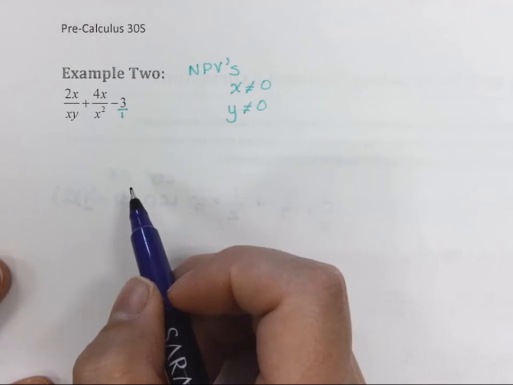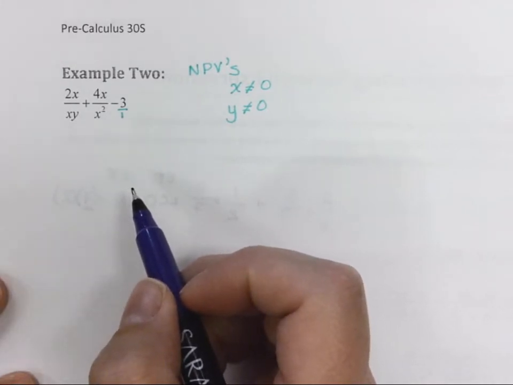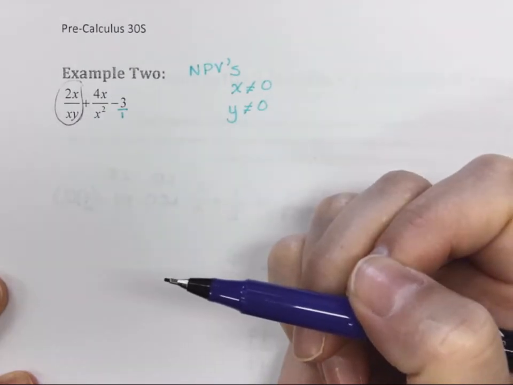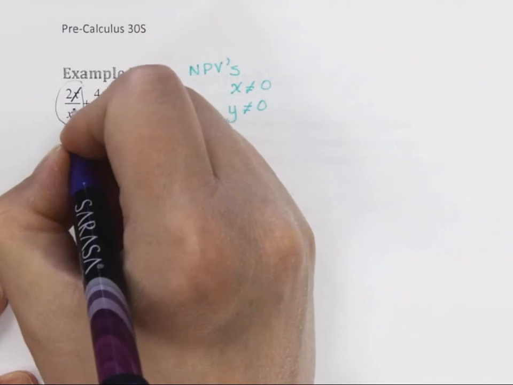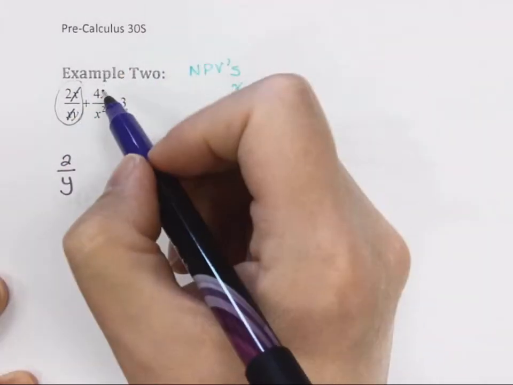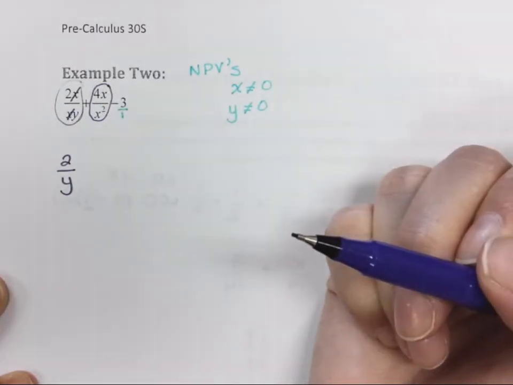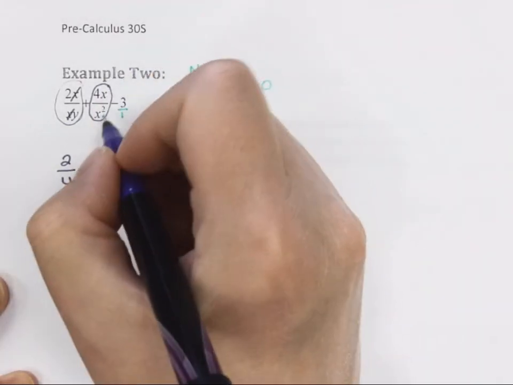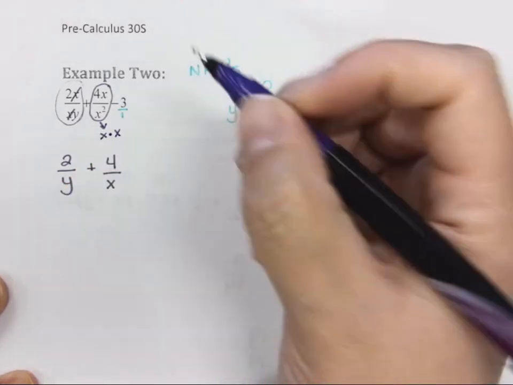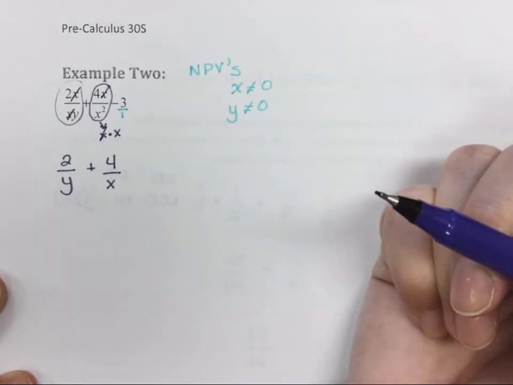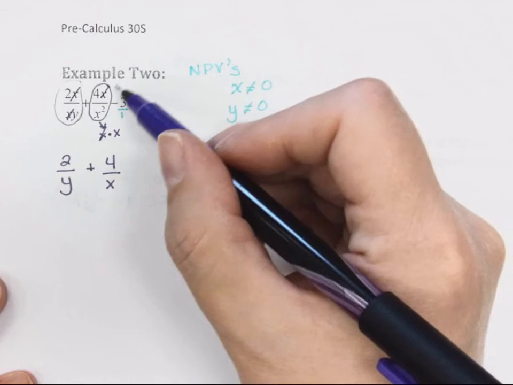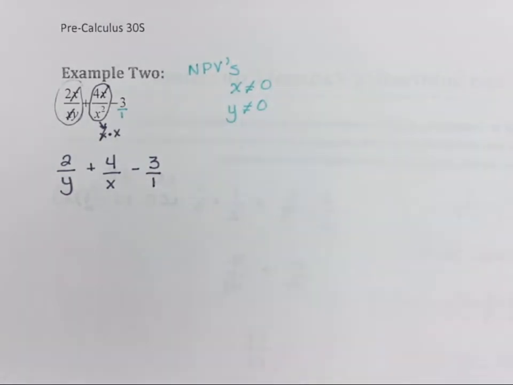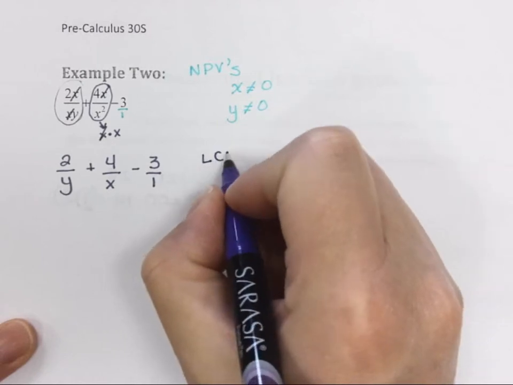Okay, so we factored. Can we simplify within a term? Can we simplify in this term? Can I cross stuff out in this term? The x. So those are gone. So that's going to leave me with 2 over y. And let's simplify here. Another x. So that's going to be plus 4 over x, because this is like saying x times x, right? So only one of those x's would get canceled out. Anything we can simplify in the minus 3? Nope, there's nothing the same on top and bottom, so there's nothing we can do. So that's our most simplest form, so that's good. So now let's do our LCD.